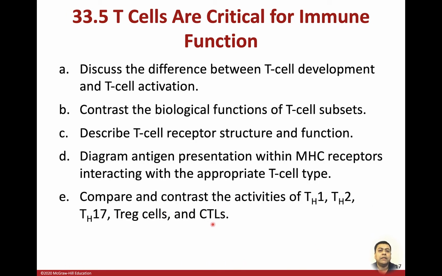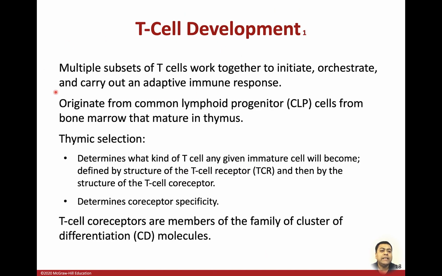So let's talk about the critical cells, the T cells. In T cell development, multiple subsets of T cells work together to initiate, orchestrate, and carry out the adaptive immune response, originated from the CLP. And there is a thymic selection, which we already talked about. The thymus is a gland just above your heart, which determines what kind of T cell any given immature cell will become. This is defined by the structure of the T cell receptor, and it also determines the co-receptor specificity.